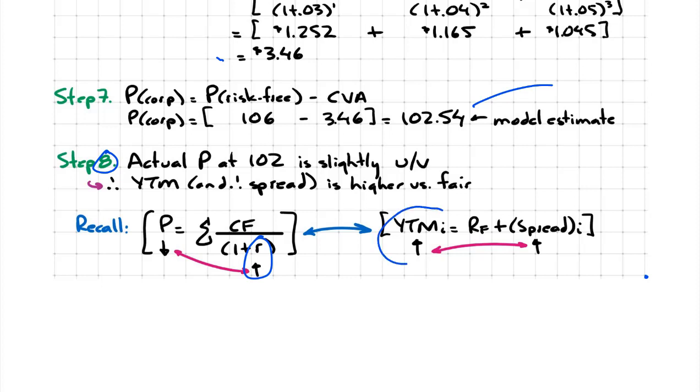Now, if the yield is higher, and of course the benchmark rate is not going to change, right? The benchmark rate has got nothing to do with what's happening with the credit risk of this corporate bond. So with a higher yield, if the yield is a little bit high, that would indicate that the spread on this bond is slightly higher than fair.